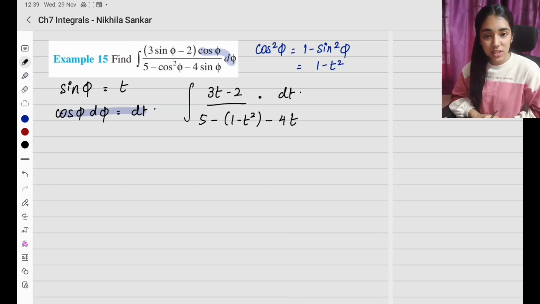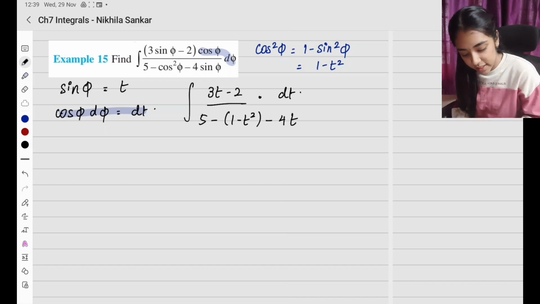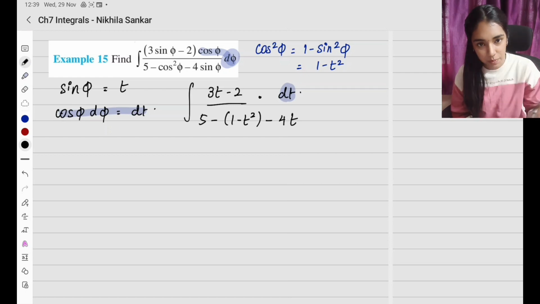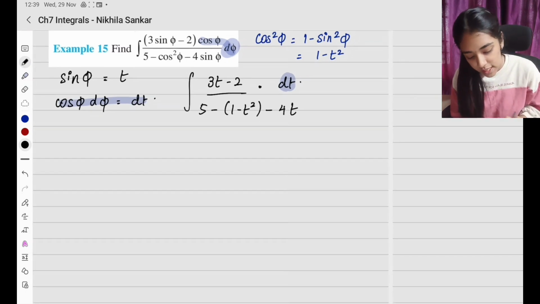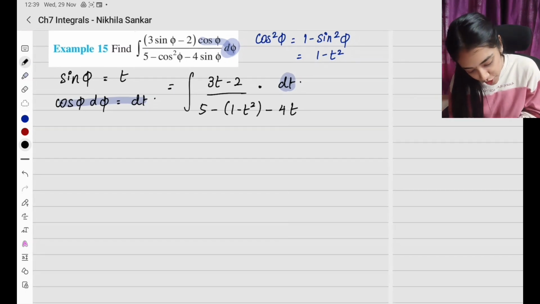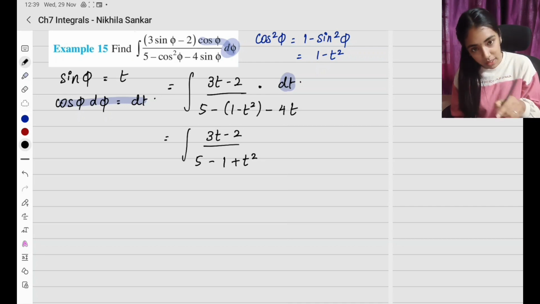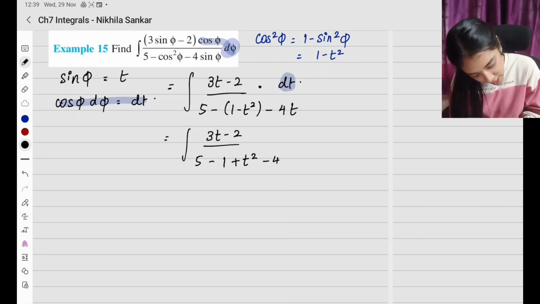So here I am changing the integral itself. So I write the integral with my variable changing from d phi to dt. So I am making a substitution here. In the previous question we did not make a substitution. Okay, is the difference understood? Good. Let's move on. So this is going to be the new integral. When I simplify this, I'll have 3t minus 2 divided by 5 minus 1 plus t square. Multiplying the minus inside: 5 minus 1 plus t square minus 4t.